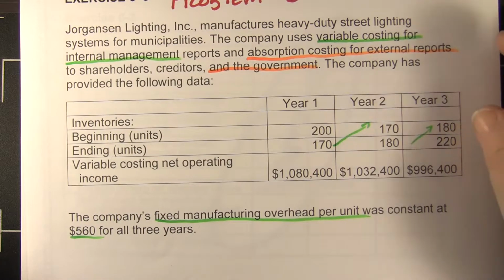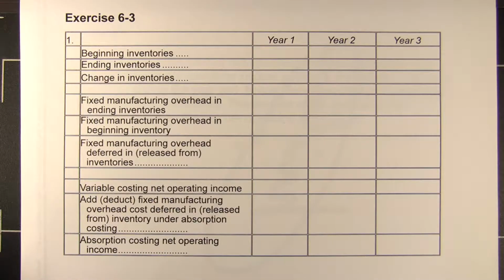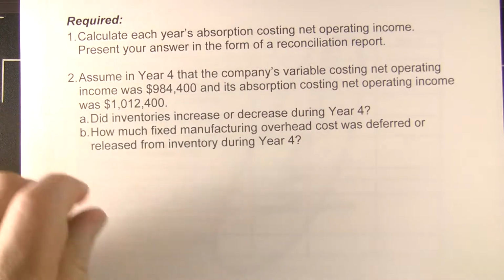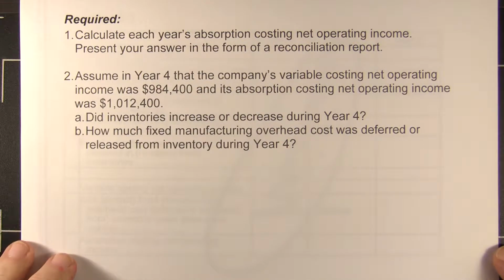So let's get started. It's not as tough as it looks, and the instructions are pretty badly written. They want us to calculate each year's costing and net operating income and present it in the form of a reconciliation report. That means a table.